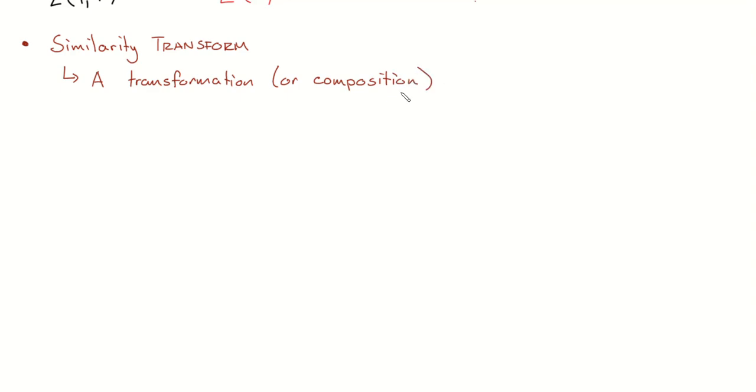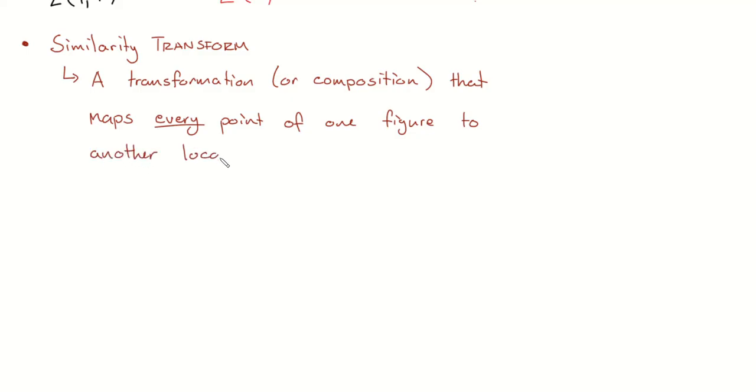A transformation or a composition of transformations that maps every point of one figure to another location. Now, when we say this, there's some ambiguity and some chances this definition doesn't quite cover it. And we're going to pause here for just a second. We're going to have a little bit more to write about it.